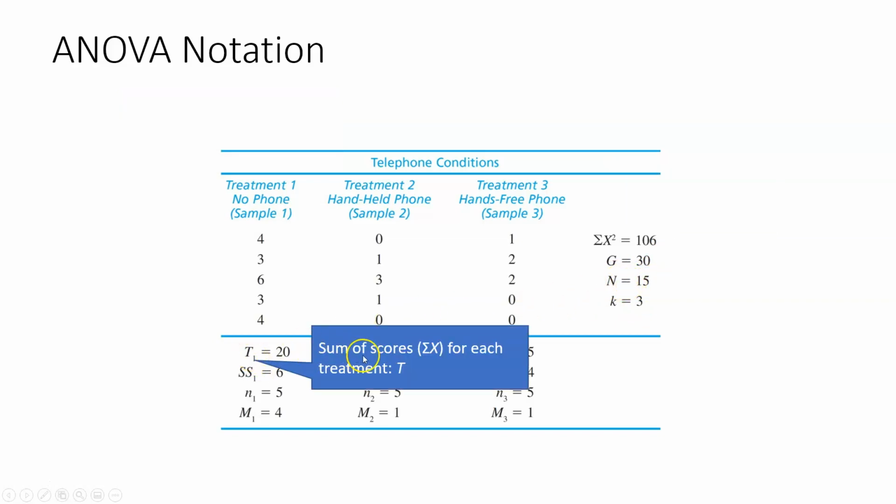T represents the sum of the scores for each treatment. So the sum of X for each treatment. If you add up 4 plus 3 plus 6 plus 3 plus 4, that comes to 20. If you add up 0 and 1 and 3 and 1 and 0, that comes to 5. So the T for each condition is the total sum of the scores for that condition.